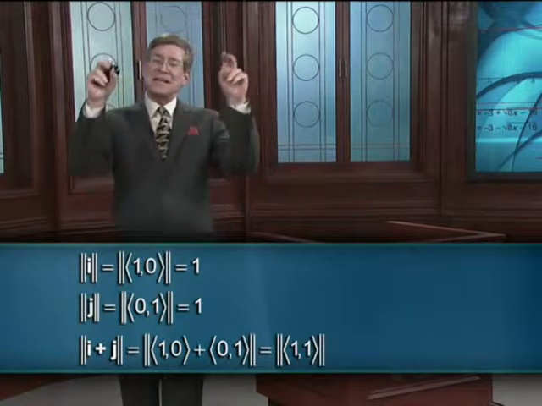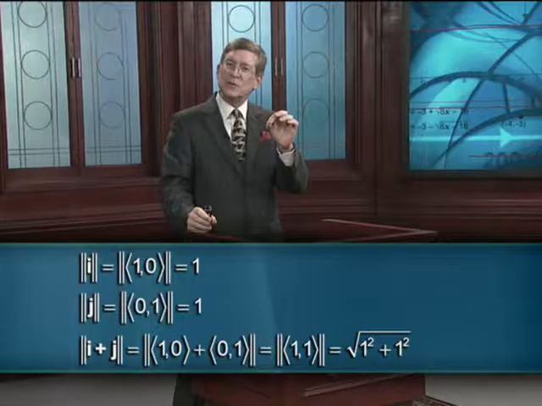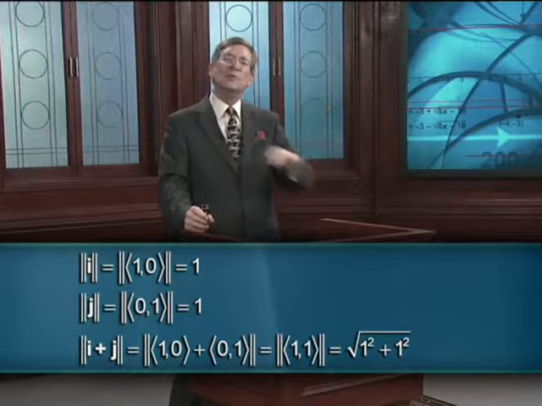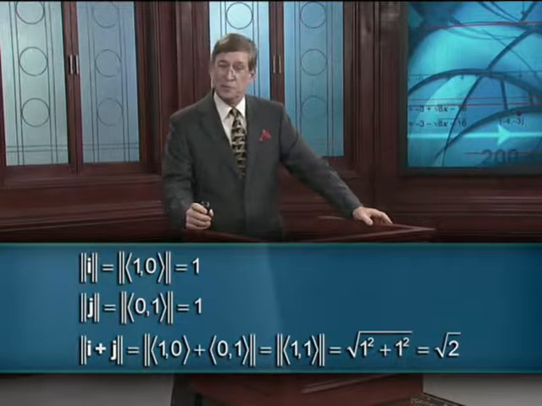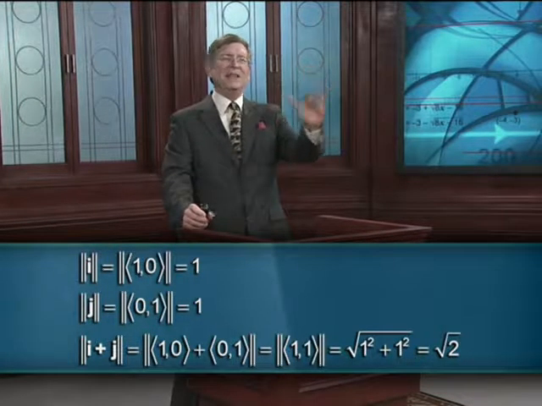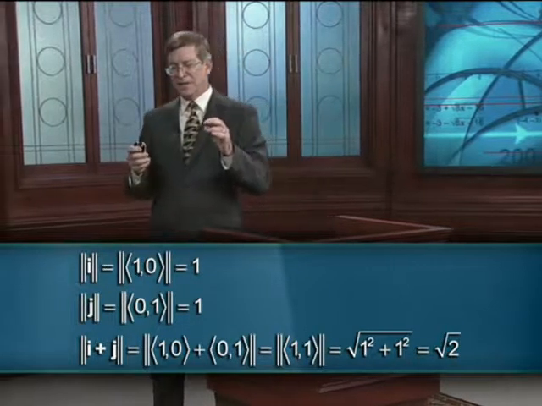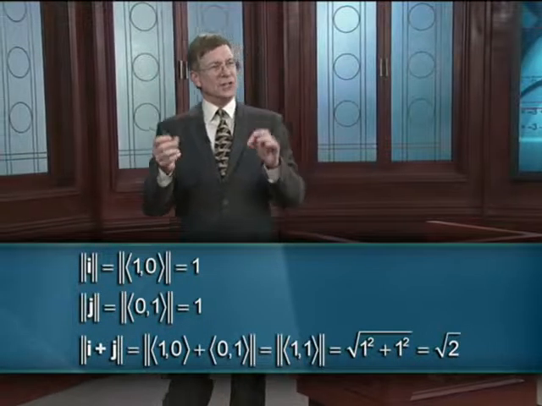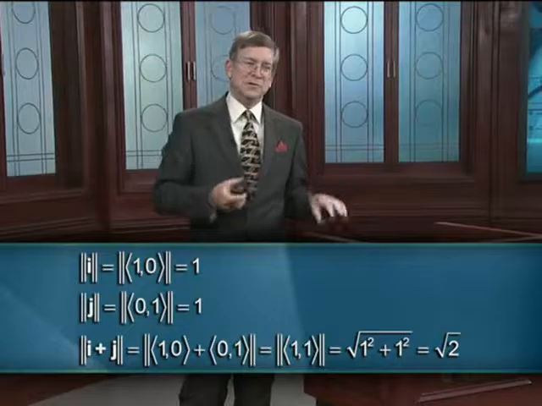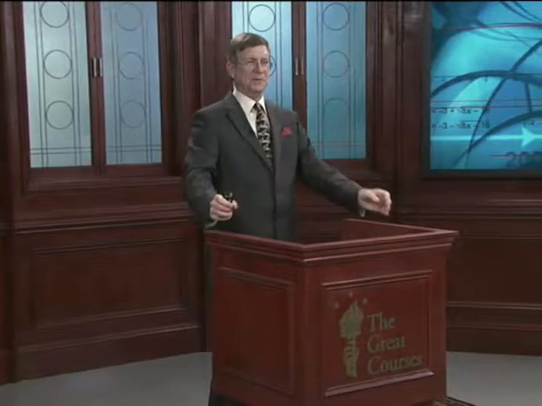And what's the length of the vector 1, 1? Well, that would be 1 squared plus 1 squared, all square rooted, or the square root of 2, which is not 1 plus 1. So we've shown a counterexample to this idea that the magnitude of a sum is the sum of the magnitudes. Too bad, but it's just not true. Here's another question for you.